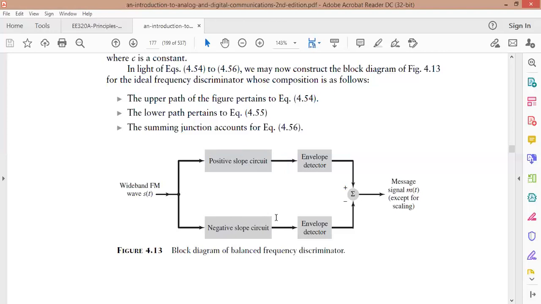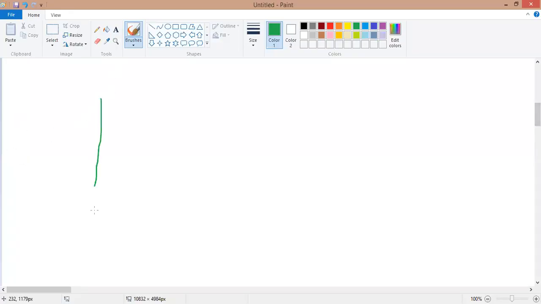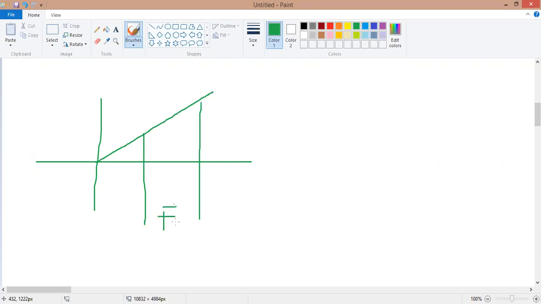On the other hand, if the slope is decreasing and across that I am applying my input in terms of FM, and from the output I am getting my amplitude modulated signal, that is called negative slope circuitry. I want to show you in this way. This is increasing slope, and across this I want to apply my FM signal, and I am getting my amplitude from this projection.